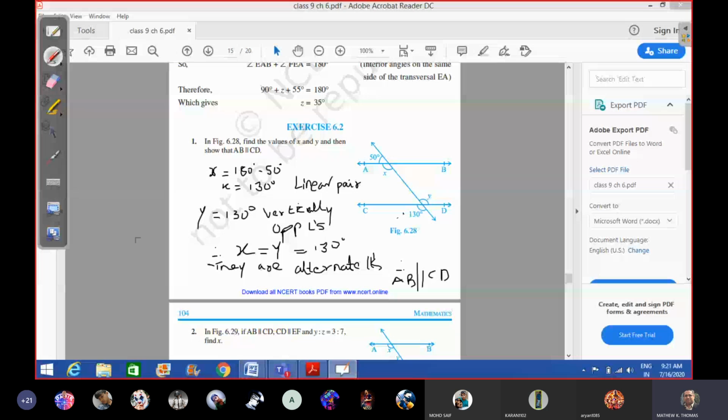Question number 2. AB and CD are parallel lines. CD and EF are parallel lines. Angle Y and angle Z are in the ratio 3:7. Question is find the value of X. Okay. Draw this figure. AB is parallel to CD. CD is parallel to EF. Angle Y and angle Z are in the ratio 3:7. Question is find out the value of X.